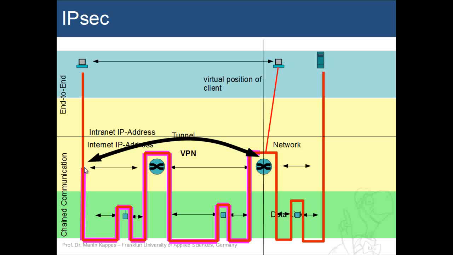So what happens then is that from this point on here, the packet is being encrypted and encapsulated into another packet. Then this encrypted and encapsulated packet is sent through the network to the VPN server, where the packet again is decapsulated and sent on. So virtually, this is the actual position of the client here behind the VPN server.